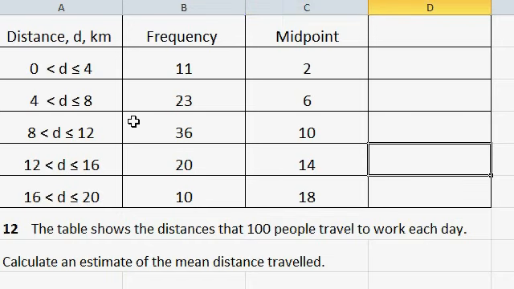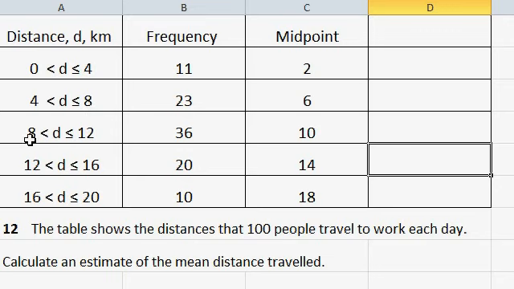In case you don't know how I'm getting those midpoints, subtract the first value from the second value, and then halve it, and then add it to the first value. So 4 minus 0 is 4. Halve it, and half of 4 is 2. 0 plus 2 is 2.